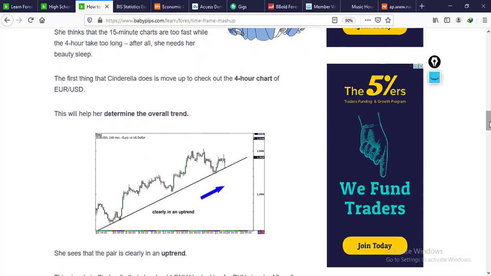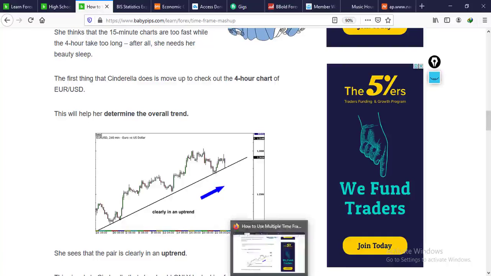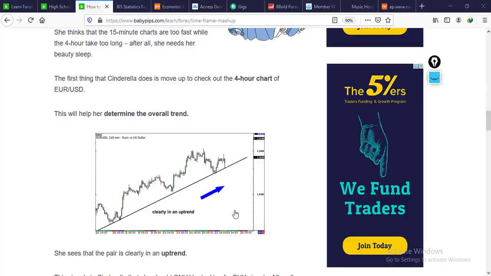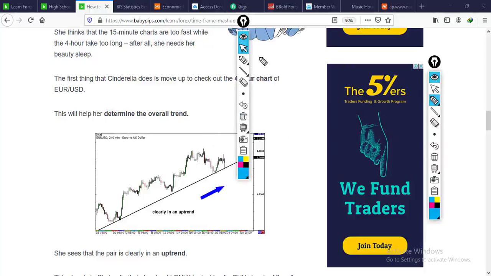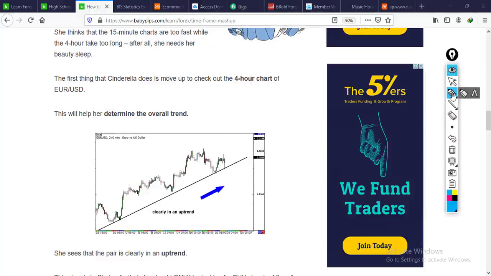Now, for Cinderella to become successful, she has to first of all determine the overall trend. The same thing you are going to do. I'm changing your name now to Cinderella. Pardon me, whatever your name is. If you are Mr. Mike, Mr. Babypips, or whatever your name is, I'm sorry, changing your name to Cinderella. So assuming you are Cinderella, you will first of all determine the overall trend. And how can you determine the overall trend? By going to a higher time frame.